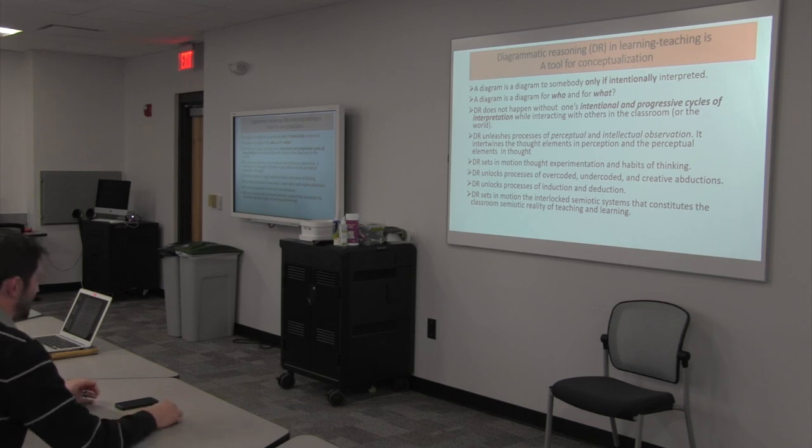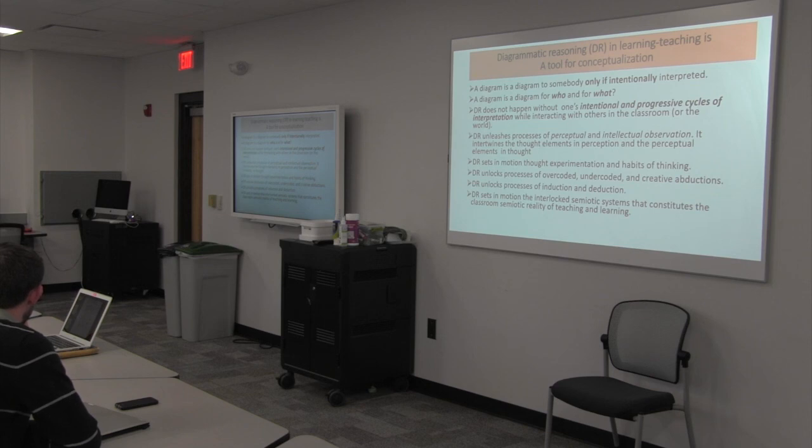A diagram is a diagram to somebody only if intentionally interpreted. A diagram is a diagram for whom and for what. Diagrammatic reasoning does not happen without one's intentional and progressive cycles of interpretation while interacting with others in the classroom or in the world in general. Diagrammatic reasoning unleashes processes of perception and intellectual observation. It intertwines the thought elements in perception and the perception elements in thought.